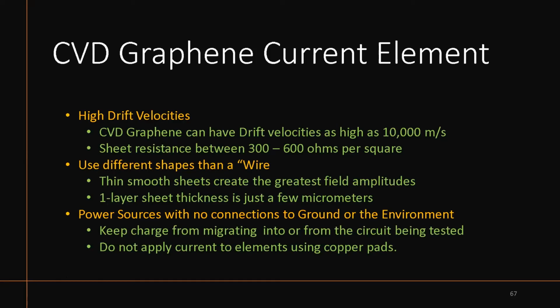And it's the thickness. One layer is just a few microns thick. So if you're going to get some kind of amplification of the cross product terms, it's going to be greatest on a thin sheet like that. And again, to start seeing these kinds of effects and not just a magnetic field from the sheet, you need to keep charge migrating to and from the circuit being tested. And you can't power this sheet with a copper pad.